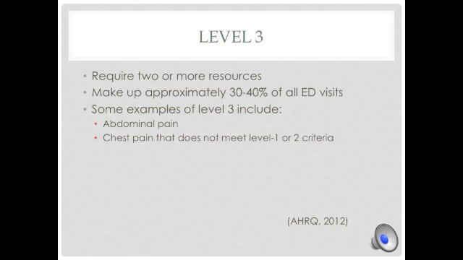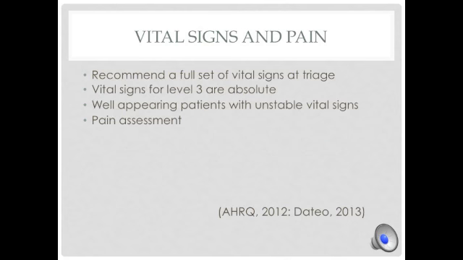A level 3 patient will require 2 or more resources. There is no need to count every resource this patient will need, as the amount of resources needed does not increase the acuity. Once you reach 2 resources, there is no need to count any further. Level 3 patients typically constitute 30 to 40% of all ED visits. Some examples of level 3 patients include abdominal pain and patients that present with chest pain that does not meet level 1 or level 2 criteria.